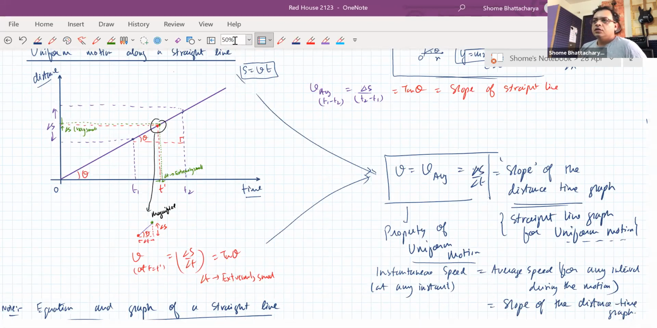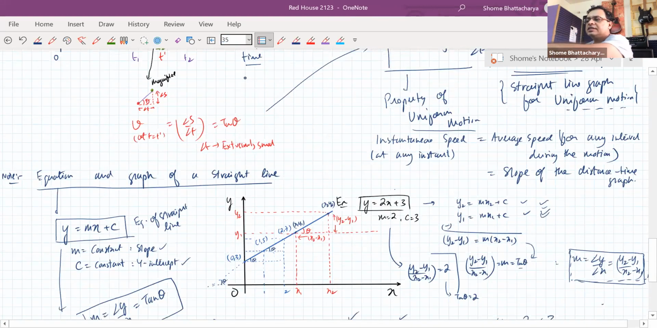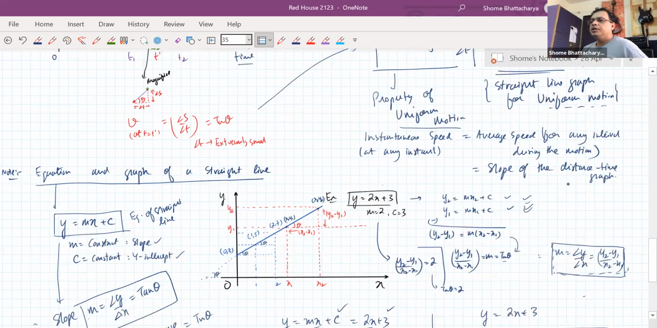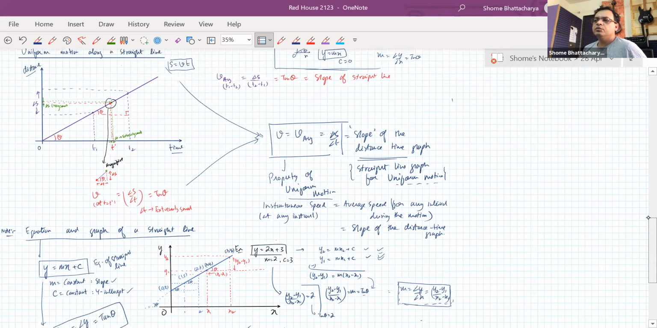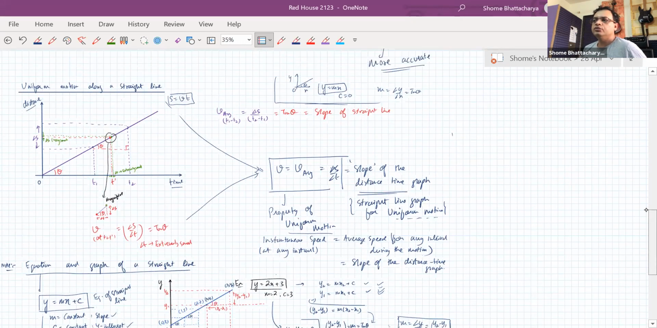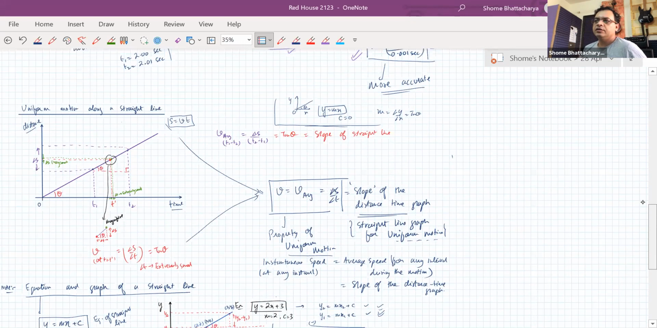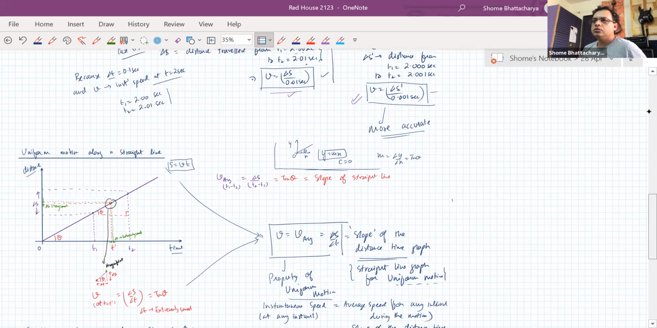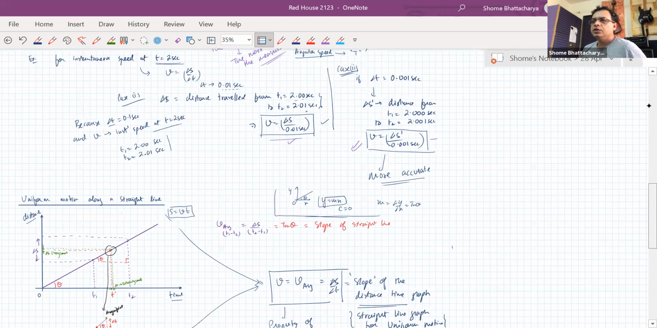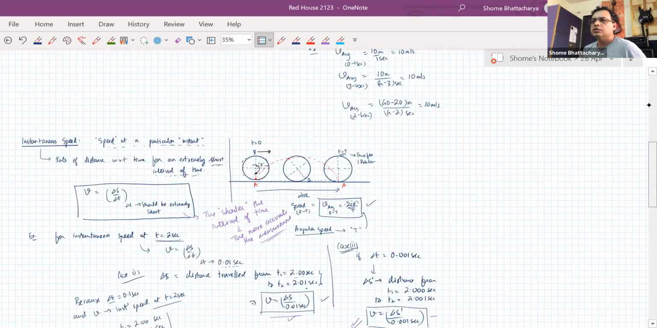Okay. So we've discussed the relationship between instantaneous speed and average speed. In particular, we have discussed why instantaneous speed is equal to average speed in the case of uniform motion, or in the case of motion with uniform speed along a straight line. Okay, so I'll take you back to the beginning of the discussion. You can note down some of the key points.